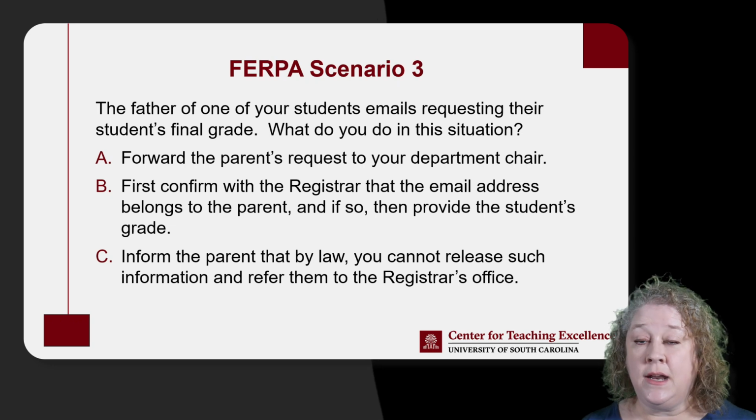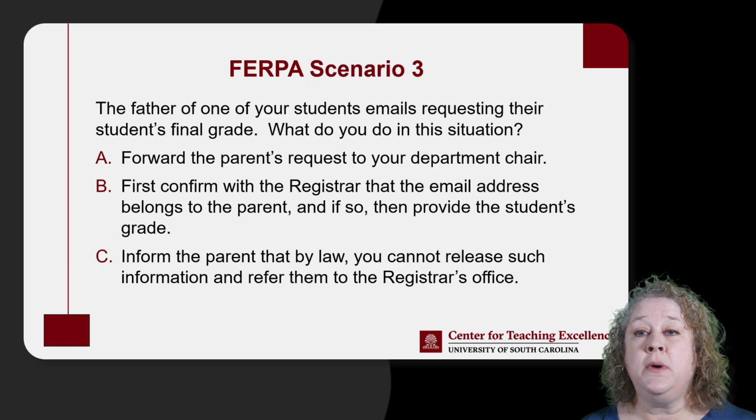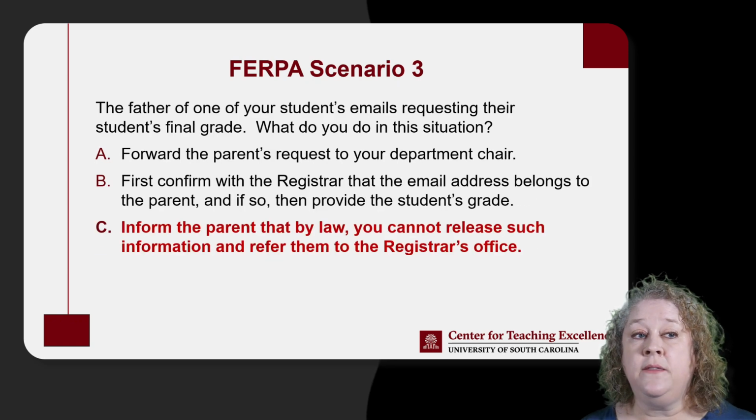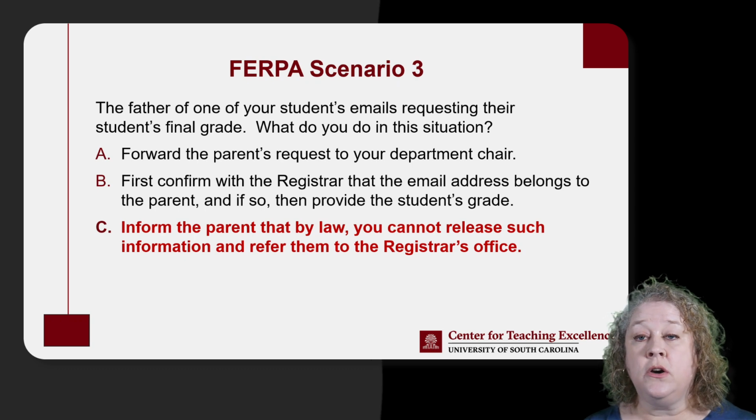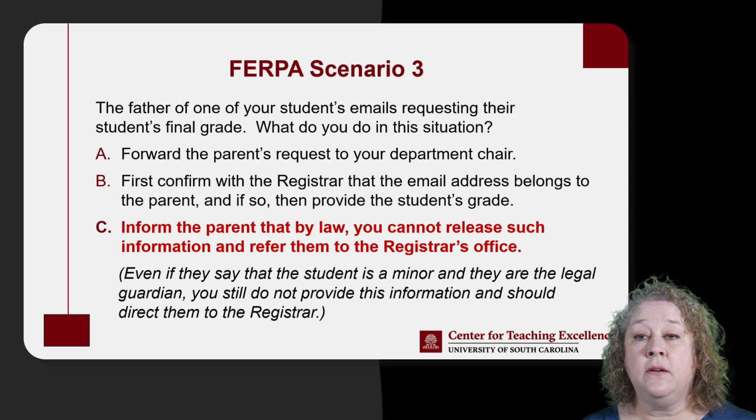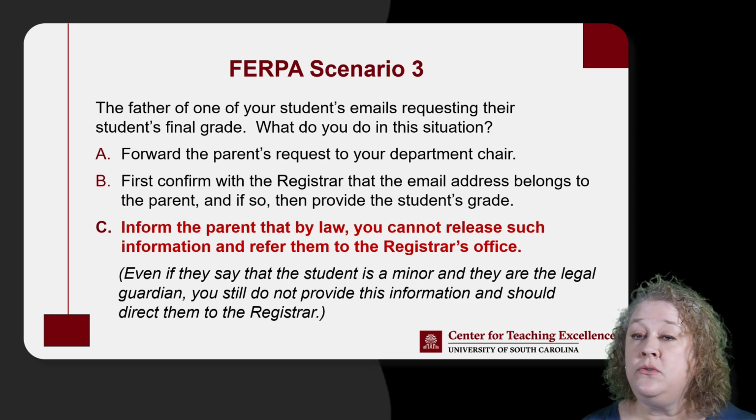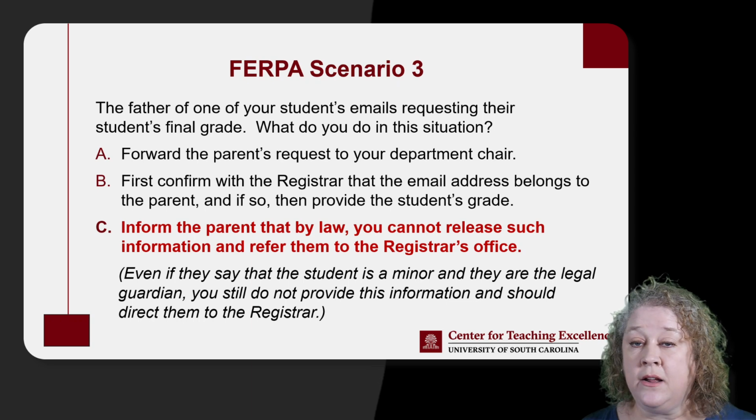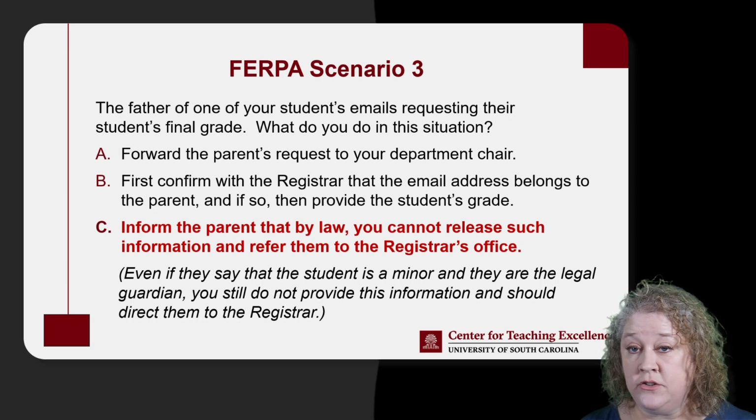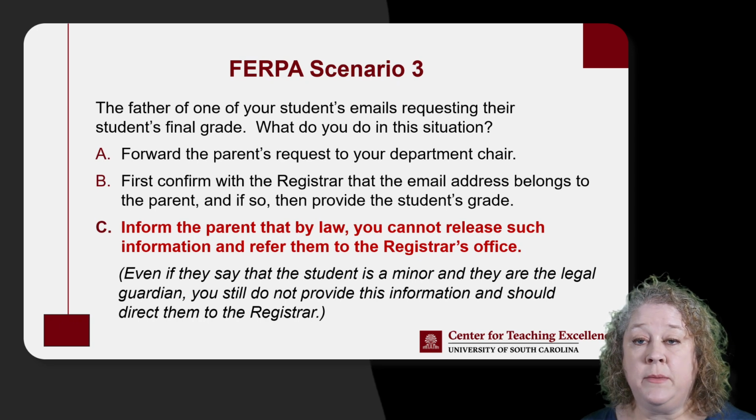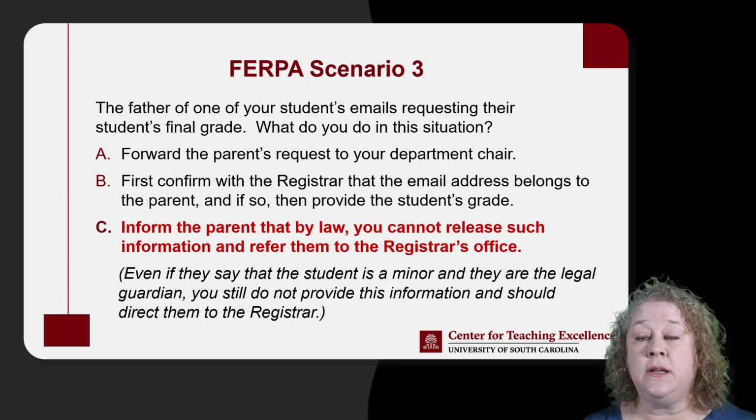So again, hopefully you recognize that even though it's the parent, you cannot share that information. So you must share to the parent that by law you cannot release that information. They will need to contact the registrar to get any type of information. Now, even if they say that their student is a minor, they say that to you, that they are the legal guardian, you still do not provide this information. You should tell them to contact the registrar. It is for your protection, it is for the student's protection. The registrar holds all of this information and can release any information that the parent needs if that information is allowed to be released.